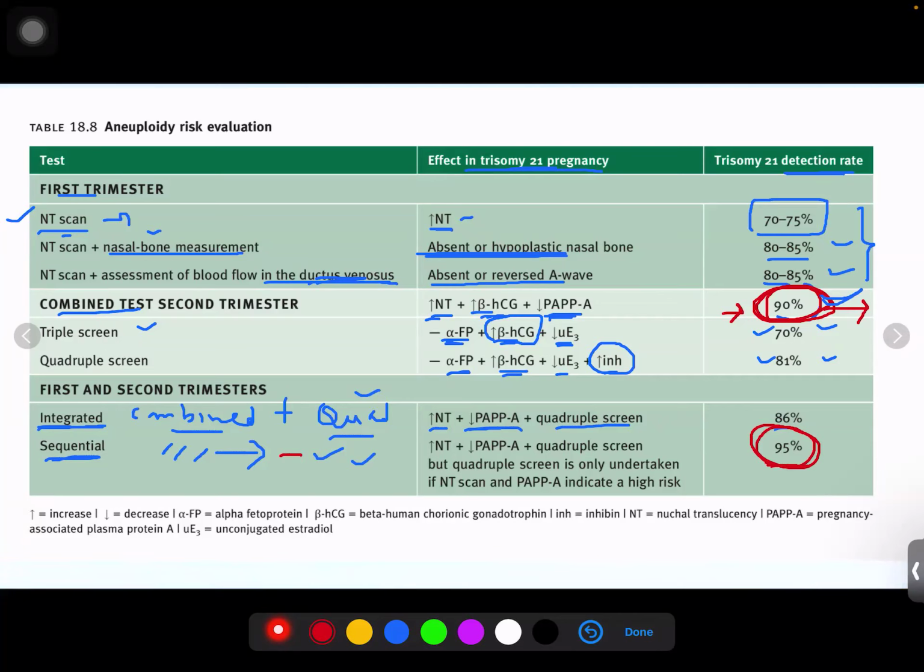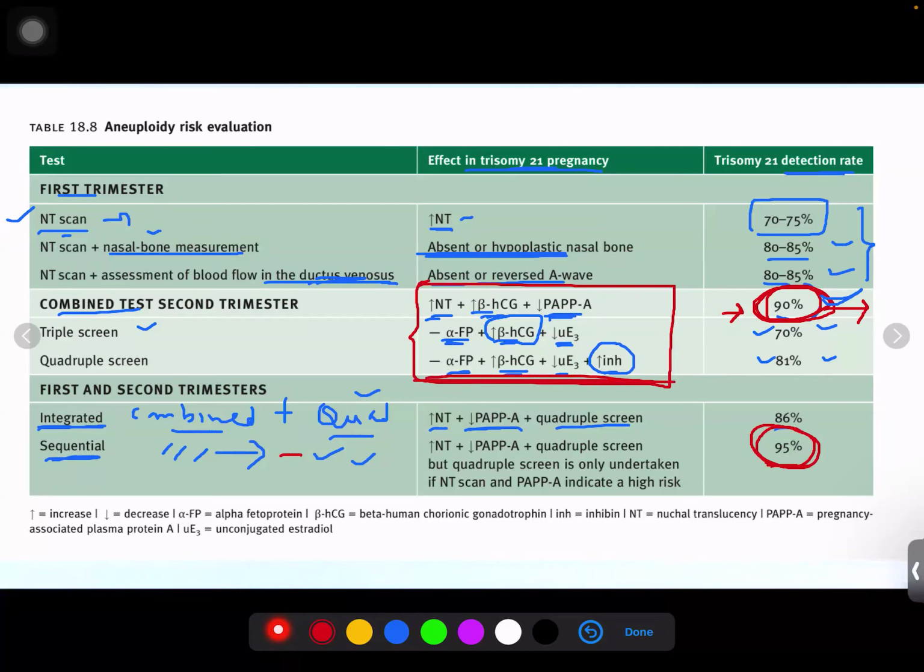So I think these two detection rates are important, and you have to remember what increases and what decreases in Down syndrome.